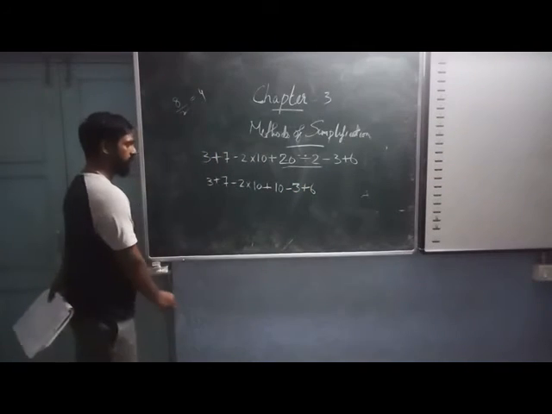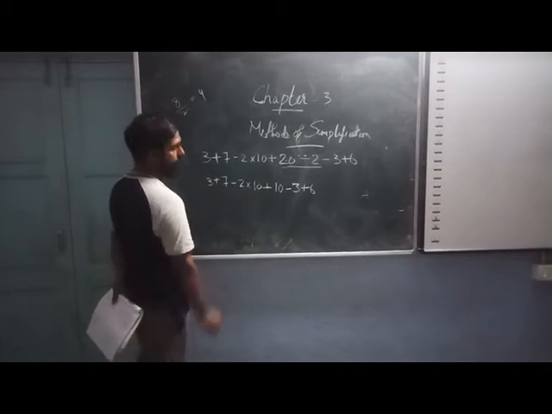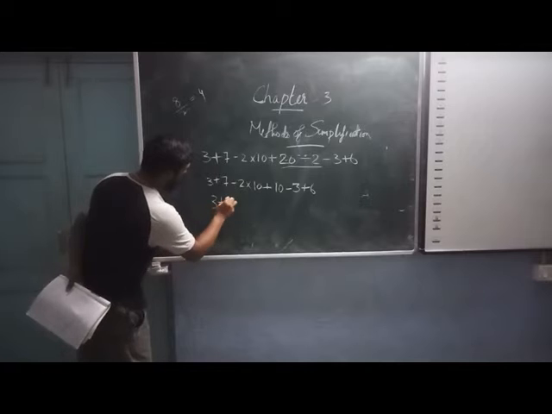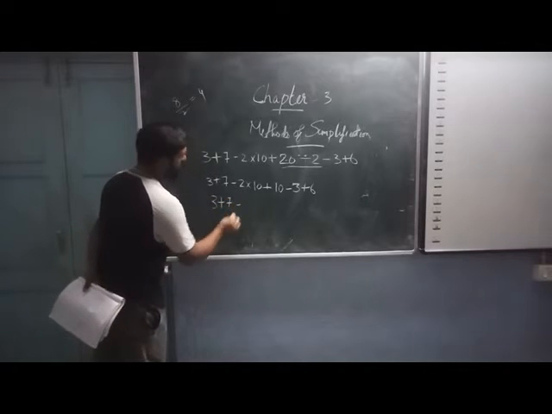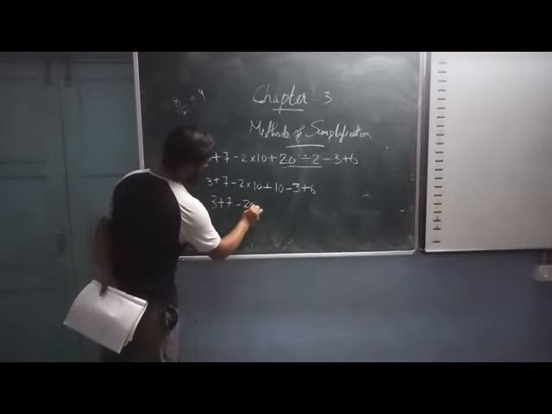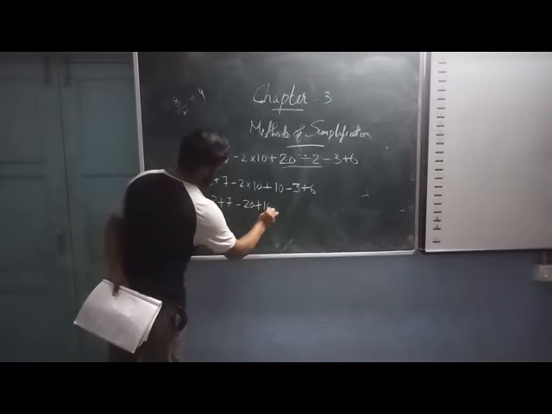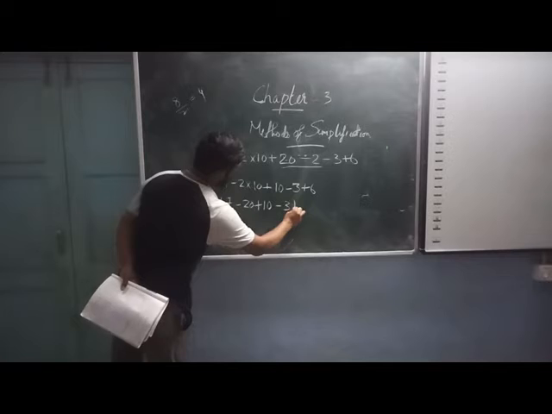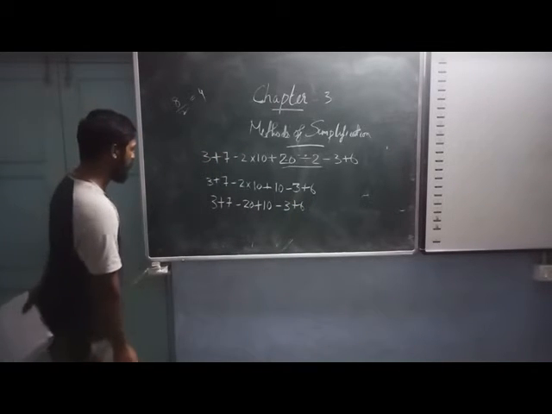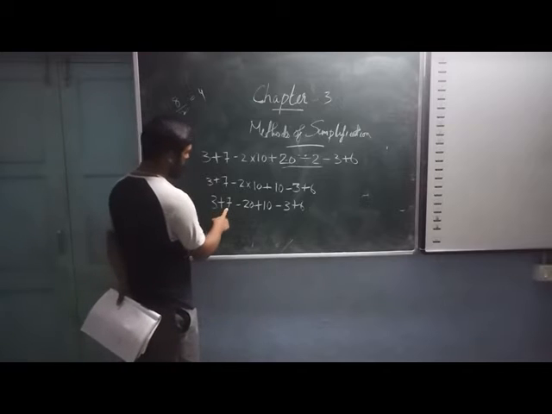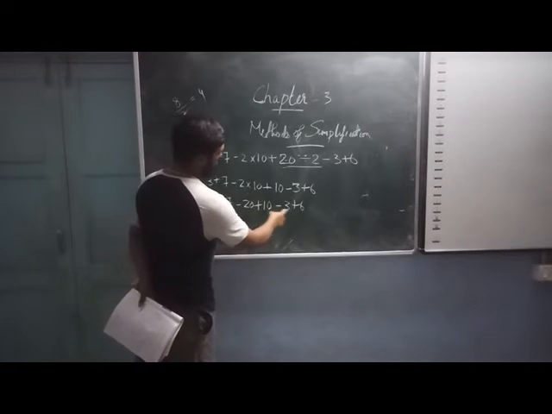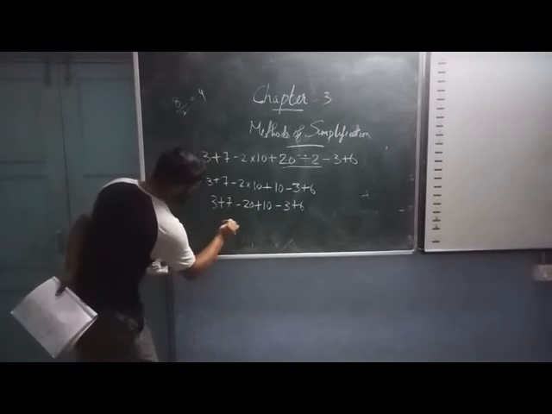This is the second step. Now the second step, what do you do? Multiply. So write again the other operations: 3 plus 7 minus 2 into 10, that is 20. So 3 plus 7 minus 20 plus 10 minus 3 plus 6. Now we have reached the third step, addition. 7 plus 3 is 10, 10 plus 10 is 20, 20 plus 6 is 26.